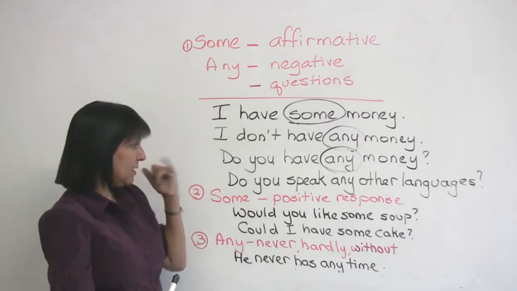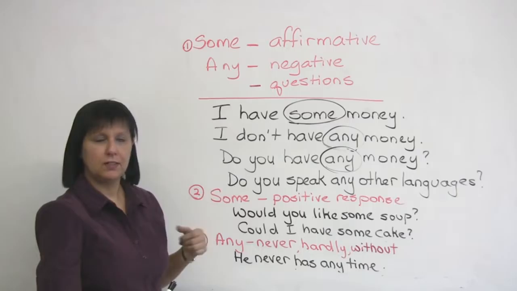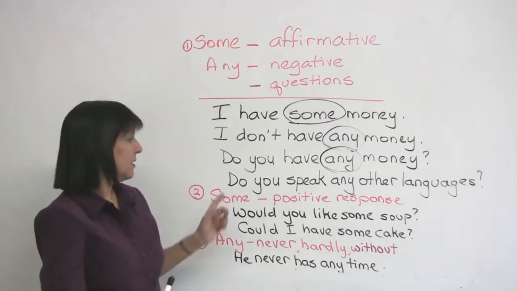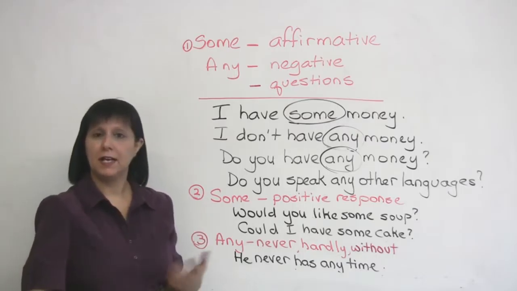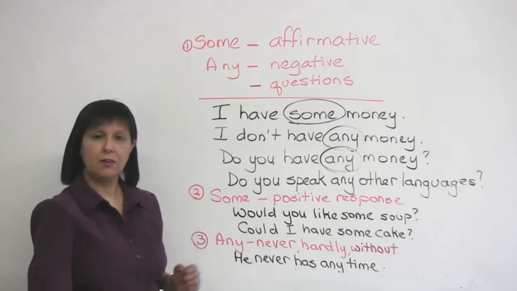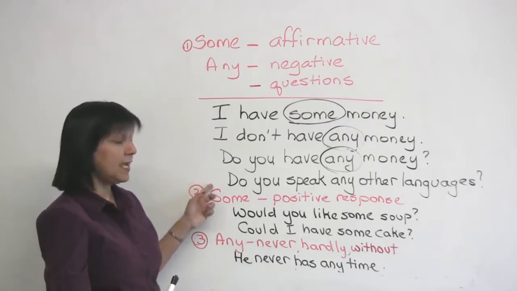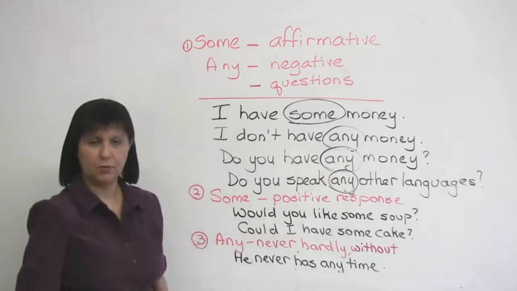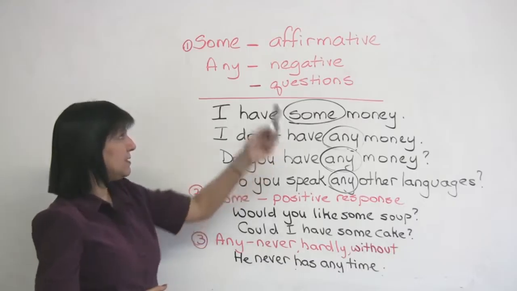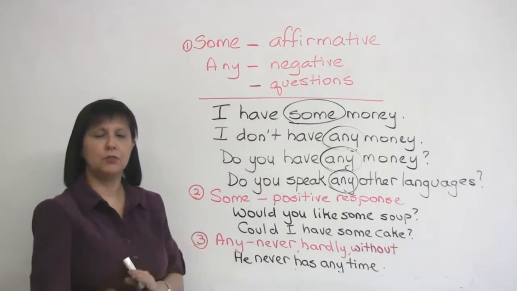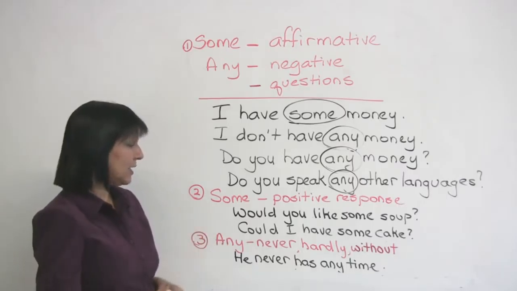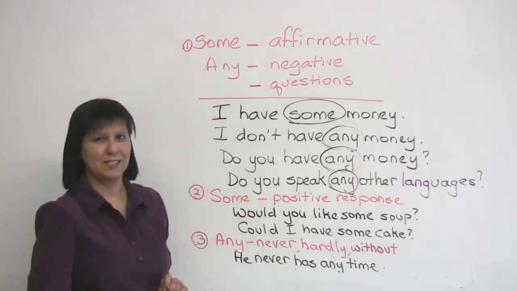Another example, do you have any salt? You could also ask someone, do you have any children? Right? Or do you speak any other languages? In all these cases, we are using any because it is in fact a question. Alright? So that's the basic rule. That will tell you whether to use some or whether to use any. Let's look at a few other minor points.